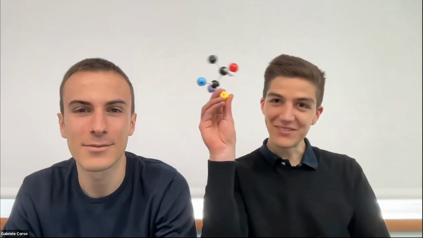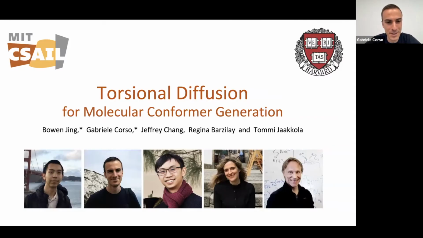Today, we have torsional diffusion for molecular conformation generation, covered by Gabriele Corso and Bowen Jing. And if you want to join these reading group sessions yourself in the future, find all of the information in the description. Bowen and I are the first authors of this work.